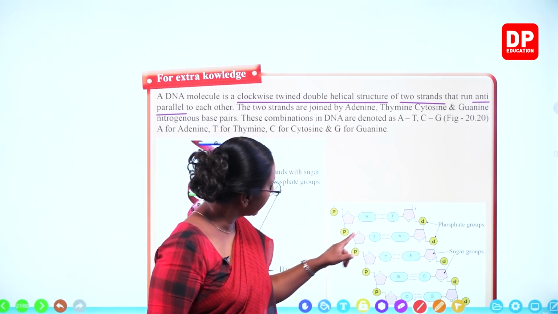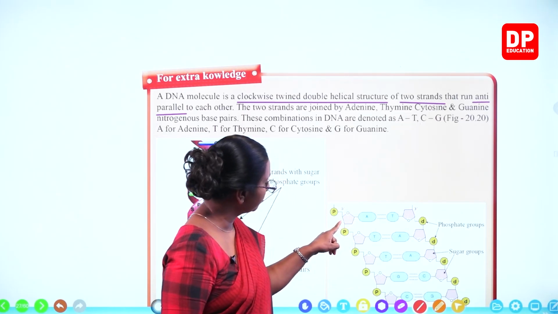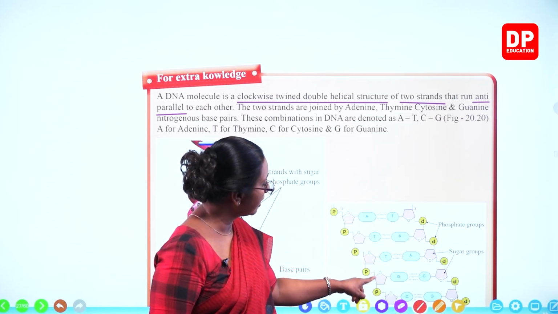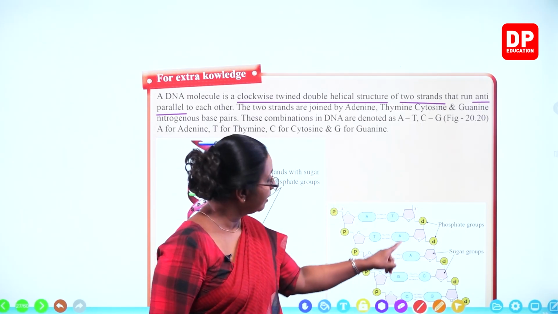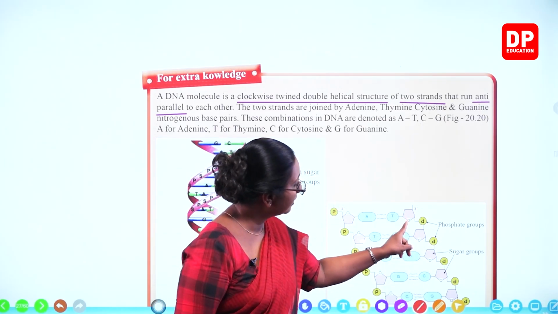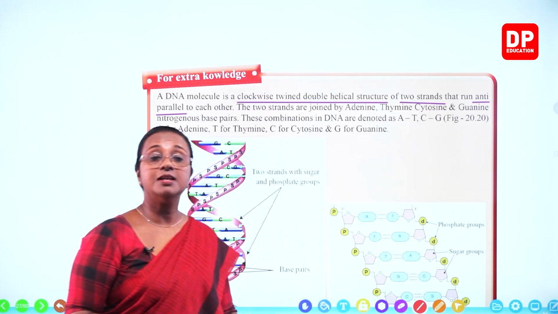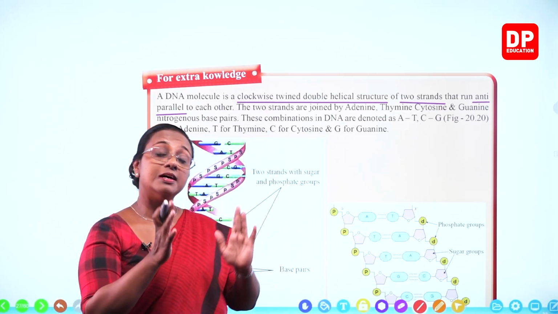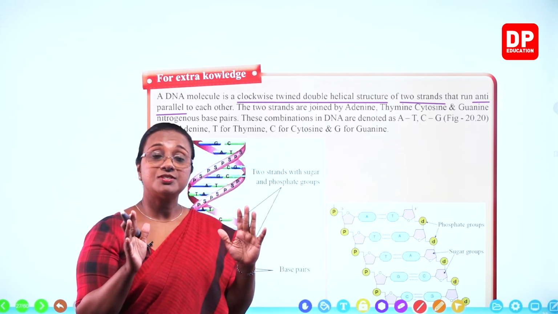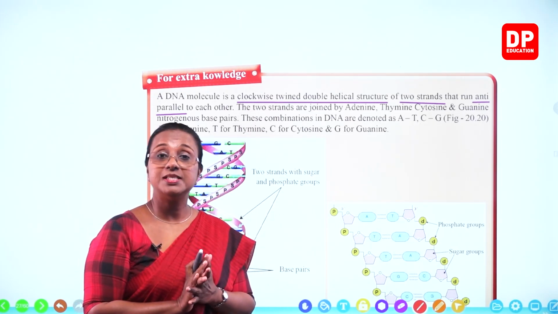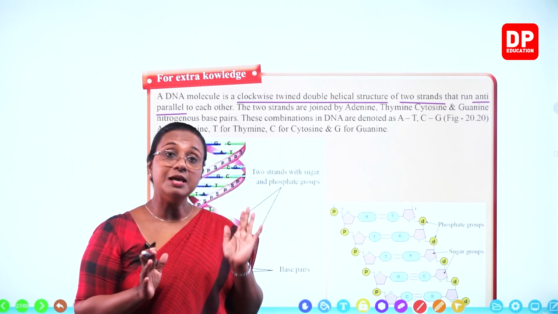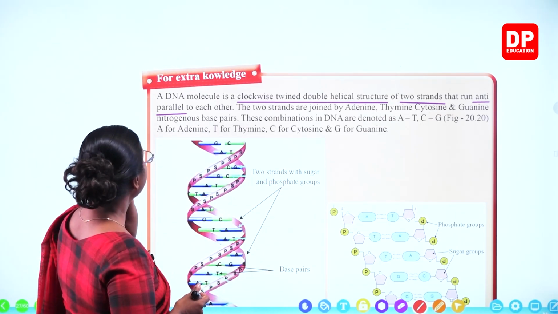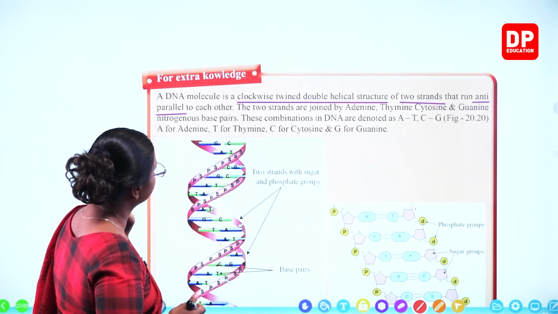If you look at the diagram, look at the pentose sugar group. The pink color one, the oxygen faces up in this strand, whereas in the second strand, the oxygen is facing downwards. That is the anti-parallel nature. The structures of the molecules are opposite to each other. They are parallel but opposite in nature. That is why we call it anti-parallel to each other.